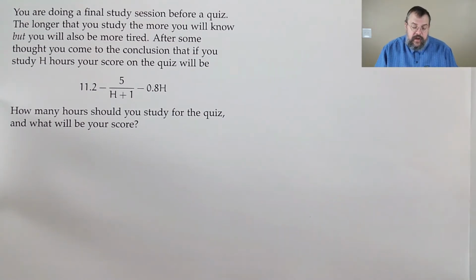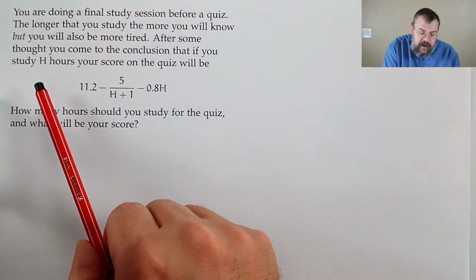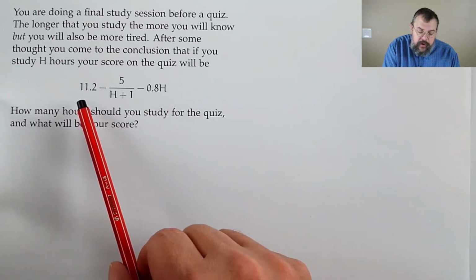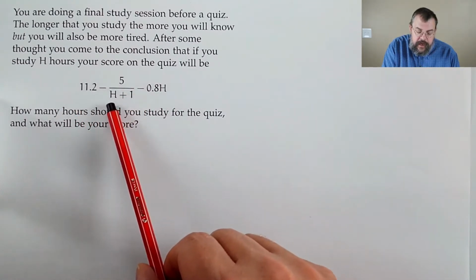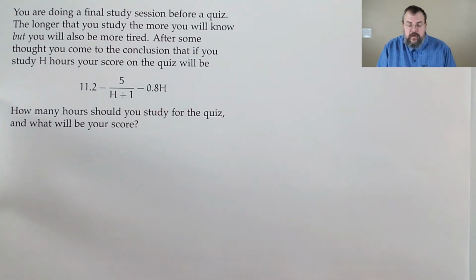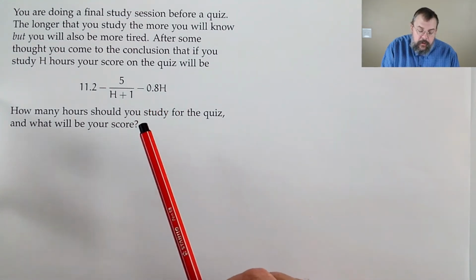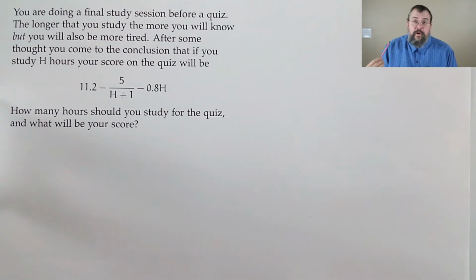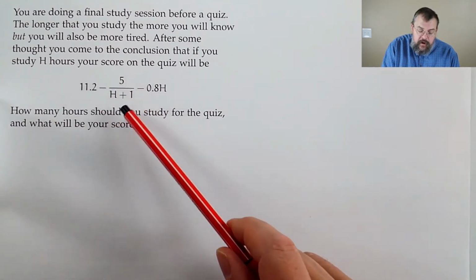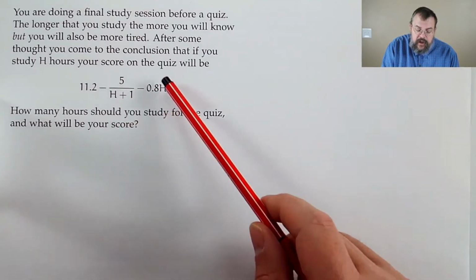After some thought, you come to the conclusion that if you study for h hours, your score on the quiz will be the number 11.2 minus 5 over h plus 1 minus 0.8 times h. So we can see that what happens? Well, the more that you study, that will cause this number to get smaller and this number to get larger.